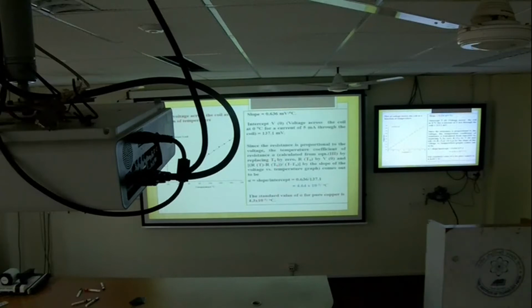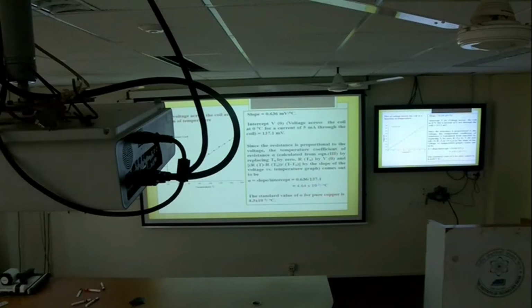So we can say R_T naught is that reference value by V naught, and we have this equation, and just substituting the value of the slope which we find from this plot, alpha is slope by intercept. Slope is here, intercept is here. So just divide it, you will find TCR of copper.